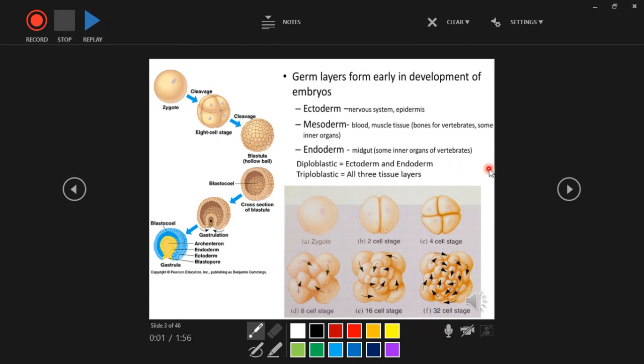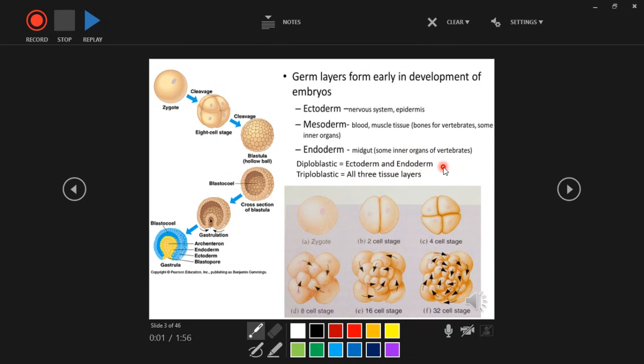Okay, so if the animal, this organism, only has two germ layers, which are ectoderm and endoderm, so you have the outer and the inner, which is the endoderm, then that will be diploblastic.